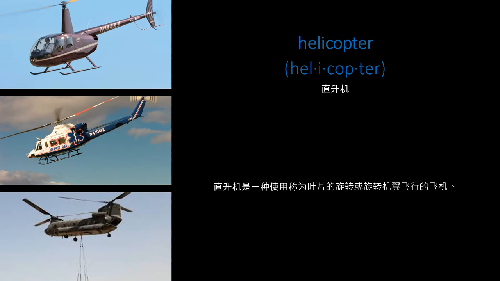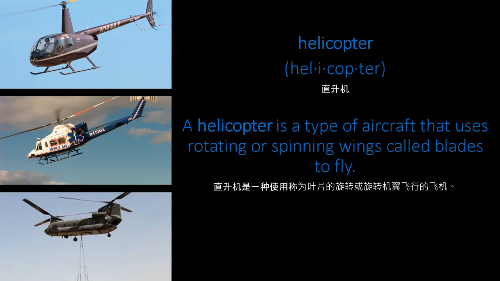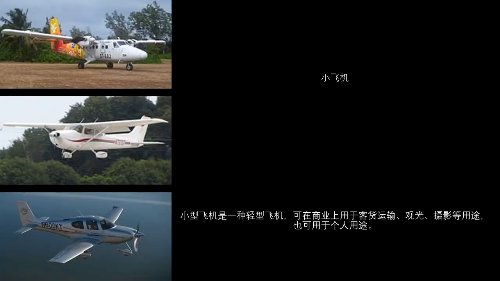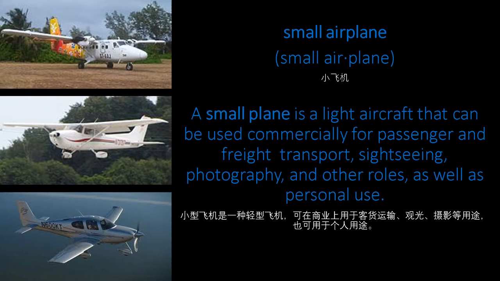Helicopter. A helicopter is a type of aircraft that uses rotating or spinning wings called blades to fly. Small airplane. A small plane is a light aircraft that can be used commercially for passenger and freight transport, sightseeing, photography, and other roles, as well as personal use.